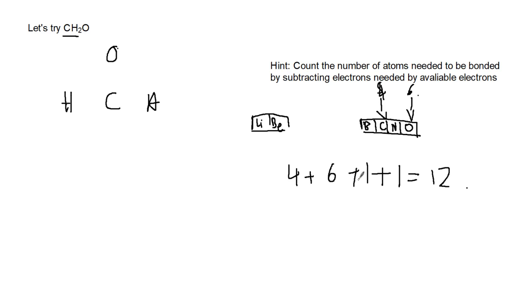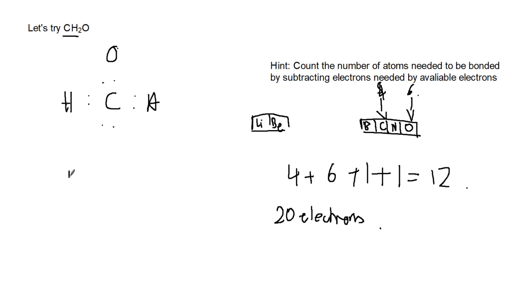But how many electrons do we need? We need, well, hydrogen needs 2, C needs 8, and oxygen needs 8. So that's a total of 20 electrons that we need, right? So first of all, we're going to place the atoms around the center, right? There you go, simple. So now we have our H, C, H, and O. Where should the last 4 electrons go?